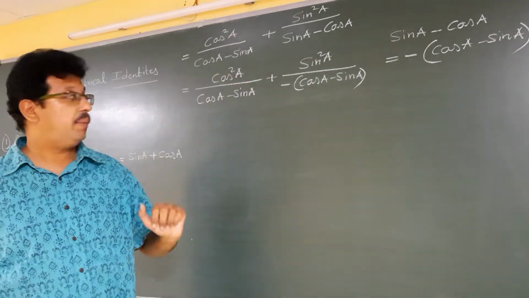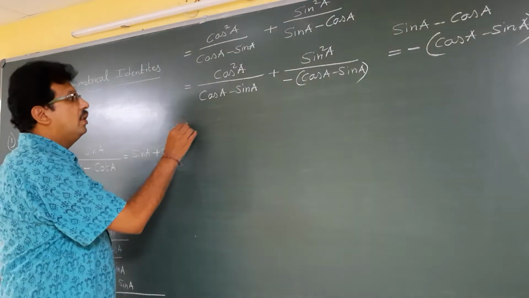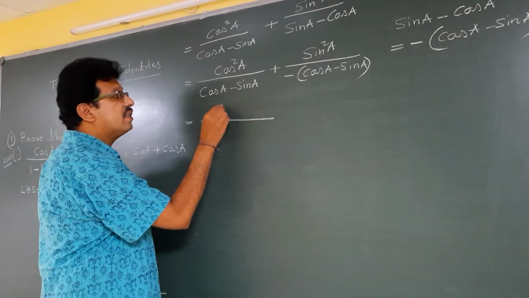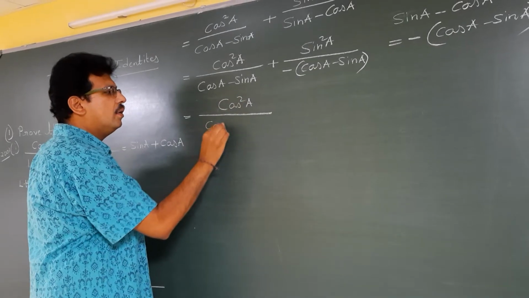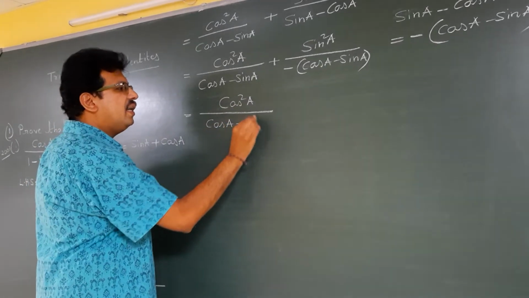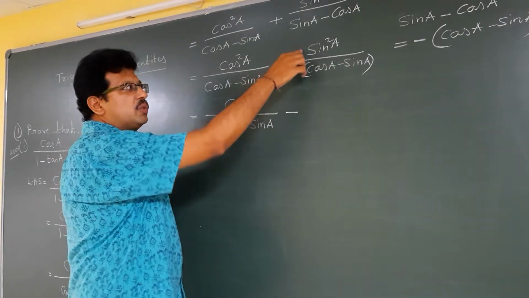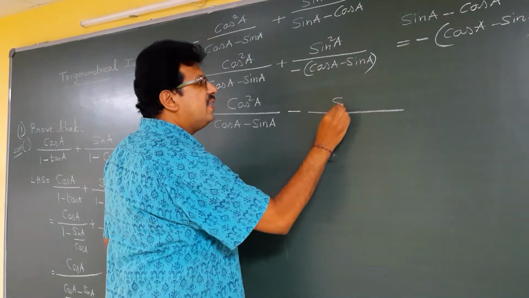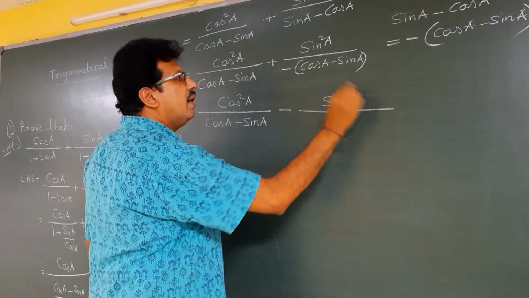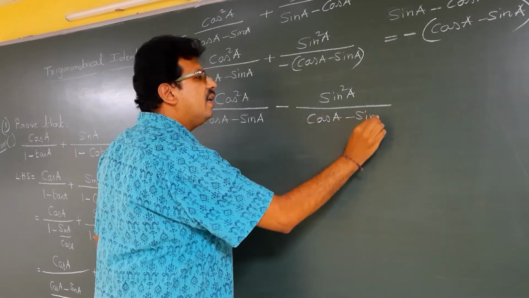You have to be very careful about this. Plus divided by minus is always minus. So here, the signs are very important. Cos square A by cos A minus sin A, you write as it is, and this will become minus, because plus divided by minus is minus, and this will be sin square A divided by cos A minus sin A.